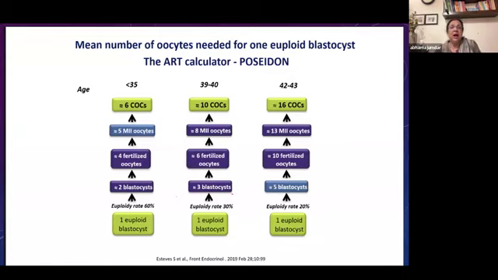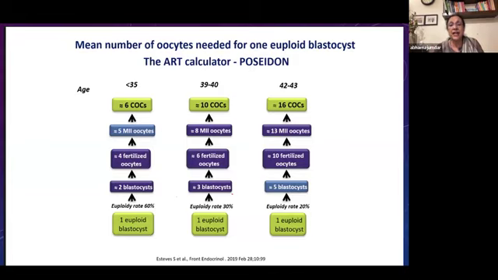This is a very important chart which I ask all my PGs to see. This is the ART calculator for Poseidon group patients, and how many mean number of oocytes are needed to generate one euploid blastocyst. At an age less than 35, around 6 oocyte cumulus complexes are good enough to generate one euploid blastocyst because euploidy rate is more than 60%. Between 39 to 40, I mean, up to 40, you need 10 COCs because euploidy rate drops to half, that is 30%. And once a woman is more than 42 years old, then you need at least 16 COCs to generate one blastocyst. And this is when fertilization rate is adequate.